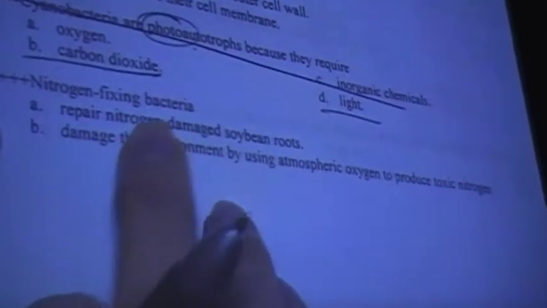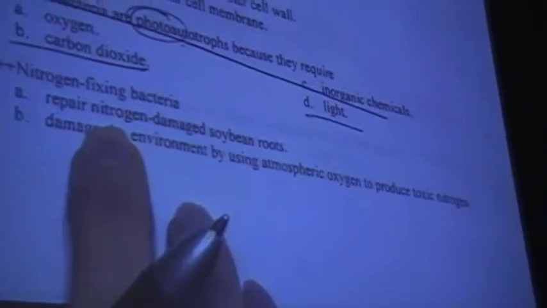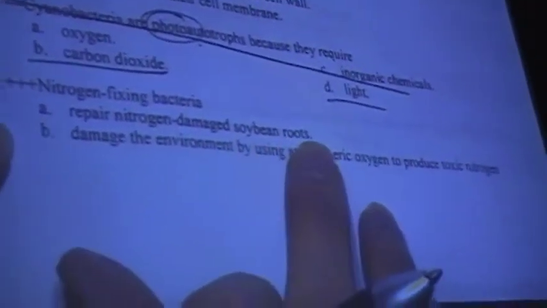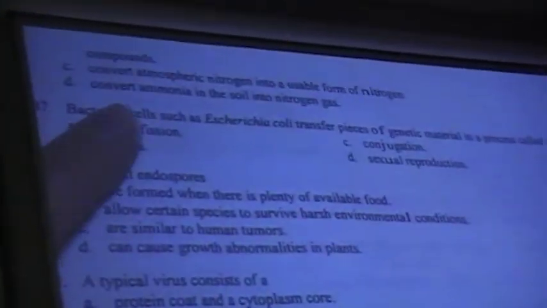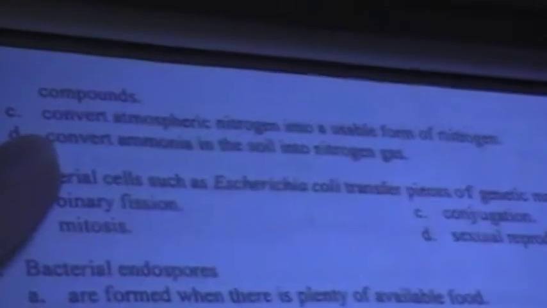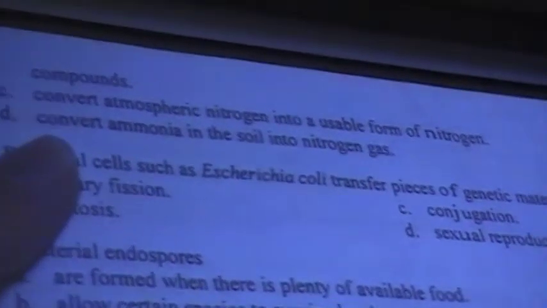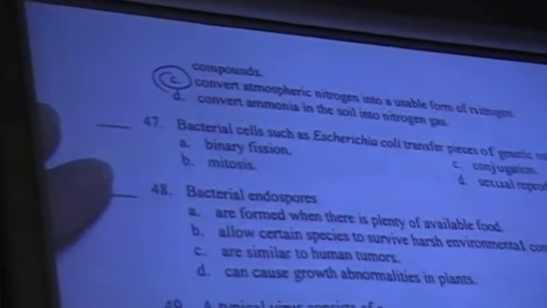The nitrogen-fixing bacteria do what? Do they repair nitrogen-damaged soybean roots? Or do they damage the environment by using atmospheric oxygen to produce toxic nitrogen? No. Do they convert atmospheric nitrogen to a usable form of nitrogen? Okay. Do they convert ammonia in the soil into nitrogen gas? No. C is your best answer. It's the only answer. For 46? For 46, yes.